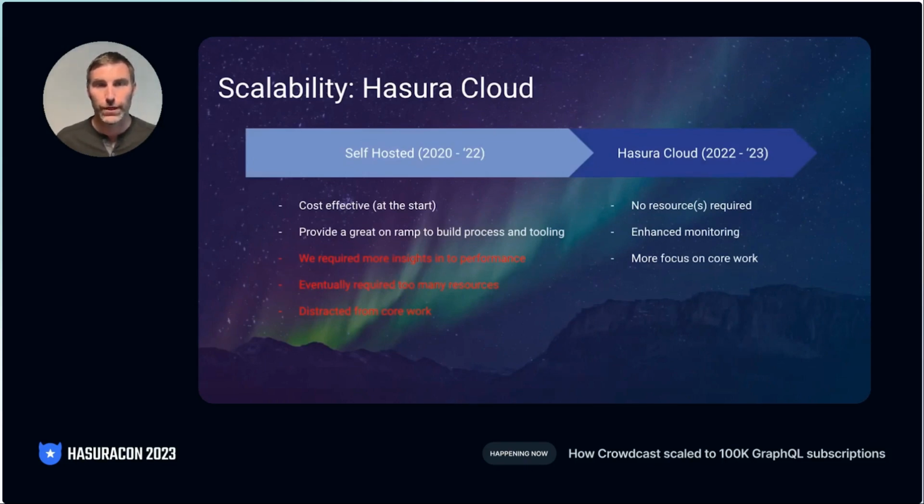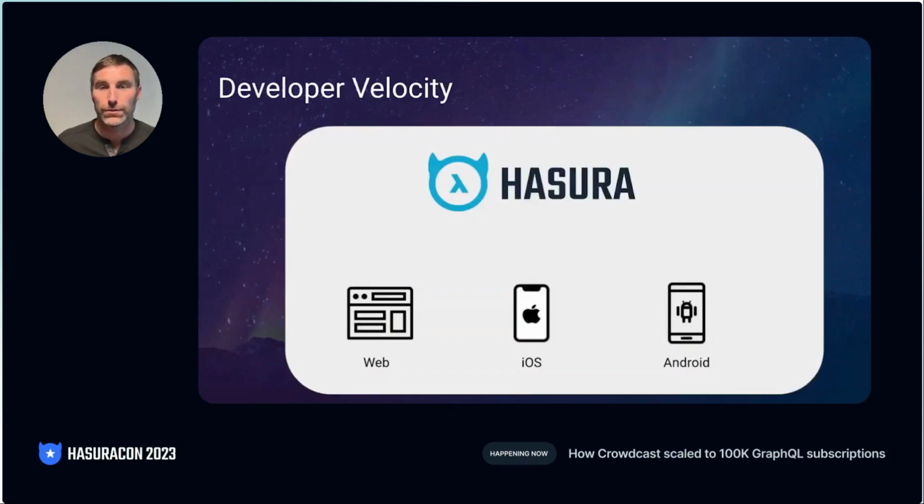Some things that we found out during the self-hosted phase was that we needed more insights. We didn't have the monitoring tools that we needed, and Hasura Cloud was advertising those, and that was definitely a major reason that we were looking that direction. Also, we were spending too much time managing this AWS Fargate solution that we had set up, and it was starting to distract from the core work that we needed to do to serve our customers.